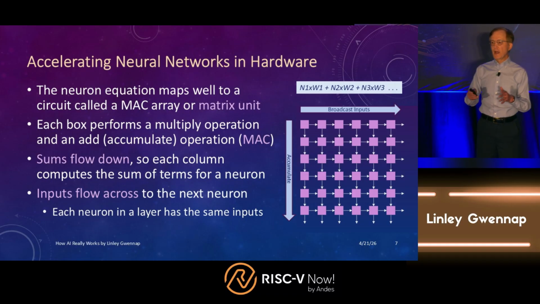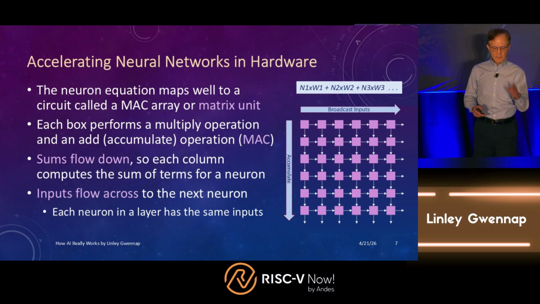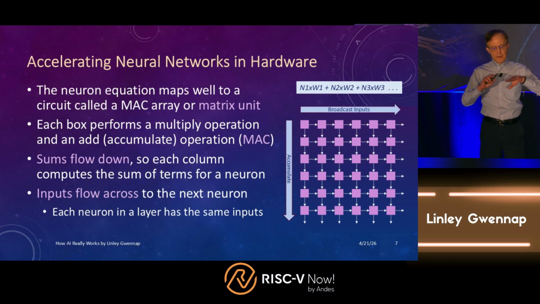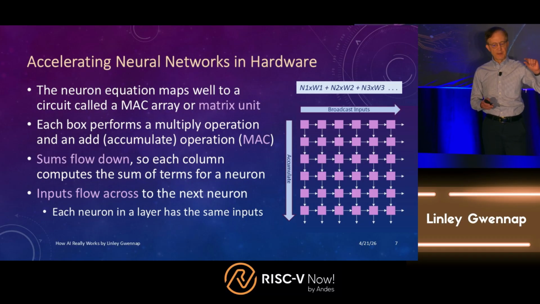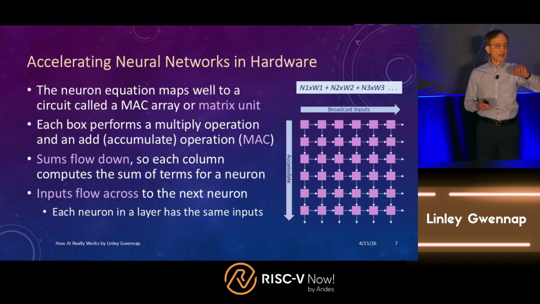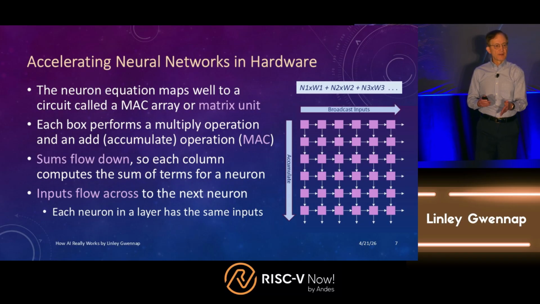And this is just an array of multiply accumulate units, which you might be familiar with. And if you take the neural network equation, it maps neatly onto this array. So what happens here is that each box is doing one term from the equation. So the top box, upper left, could do n1 times w1. And then the next box down would do the second term of the equation as the sums flow down, and the third term, and so on. So each column calculates the output of a single neuron.